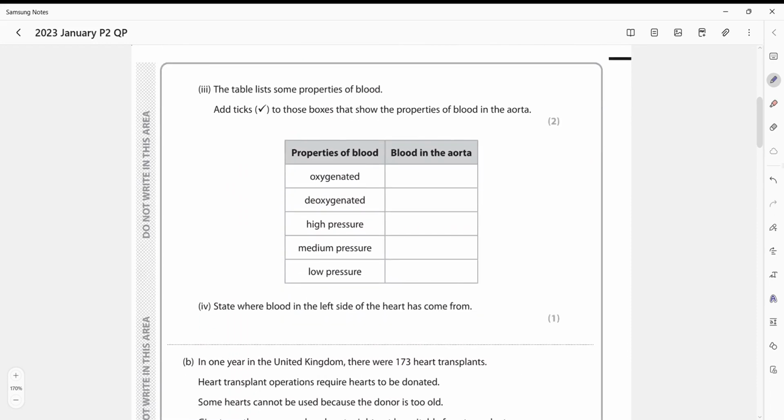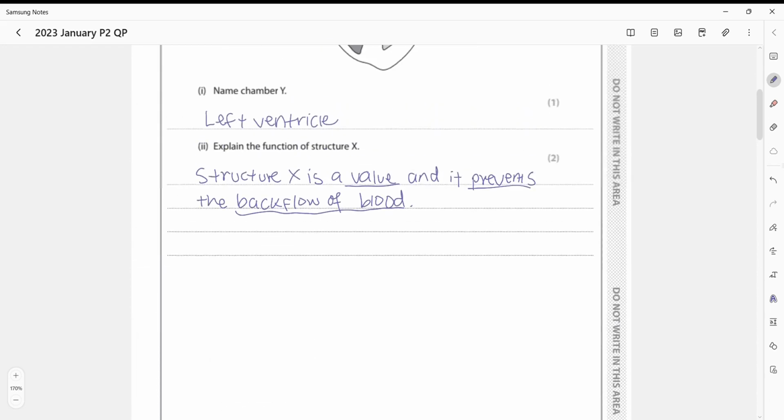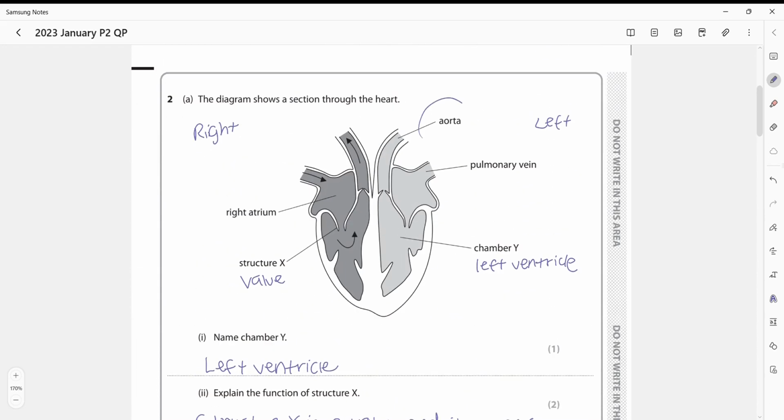All right, let's look at part 3. The table lists some properties of blood. Add ticks to those boxes. Let's show the properties of the blood in the aorta. Okay, let's go back up here. So this is the aorta.